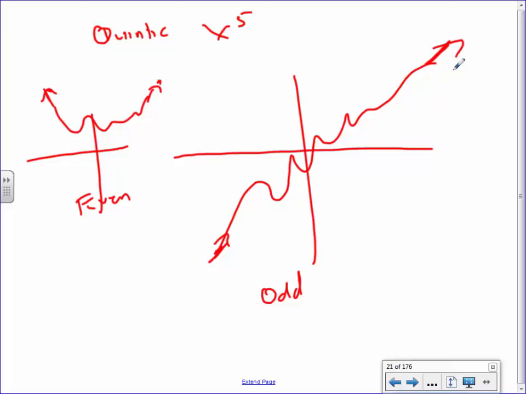Once you get the hang of it, a quintic is going to have 4 places where it has to turn around, or at least it has up to 4. So if they're both facing down, it's still even?